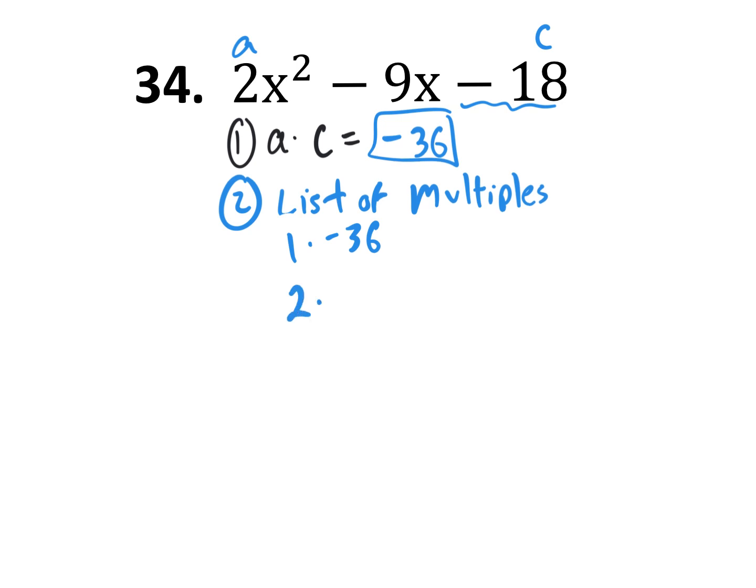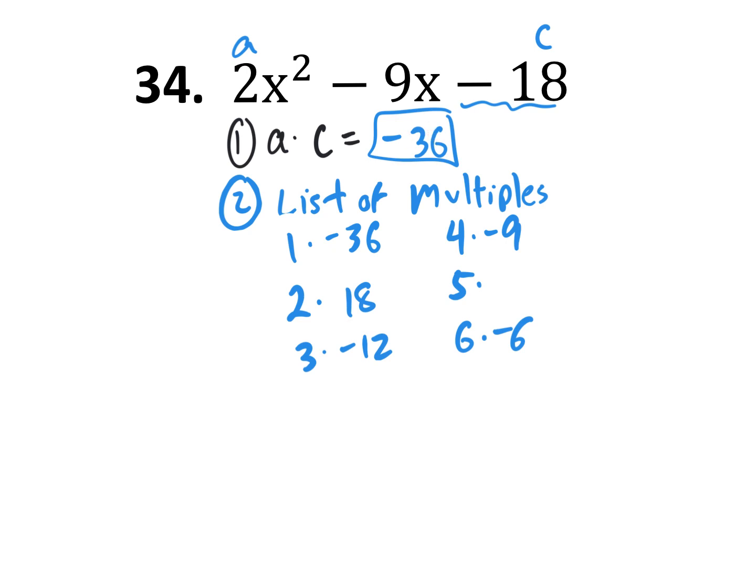And then 2 times what? If you don't know, get a calculator. Divide 36 by 2. It'll tell you 18. 3 times what will give you negative 36? 3 times negative 12. 4 times what will give you negative 36? 4 times negative 9. That's right. 5 doesn't work. And 6 times negative 6 gives you negative 36. So those are all the possible ways of getting multiplication of two numbers that give you the answer negative 36.